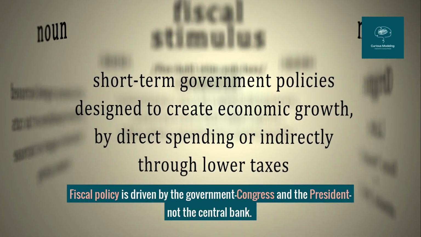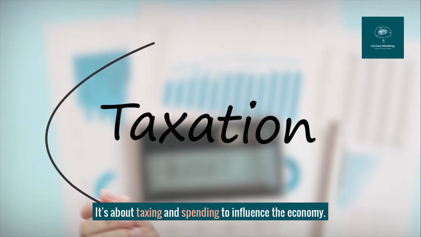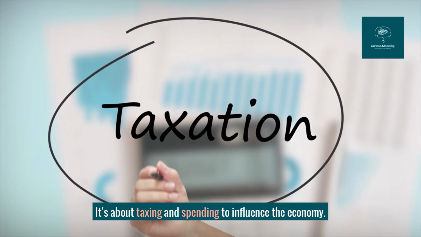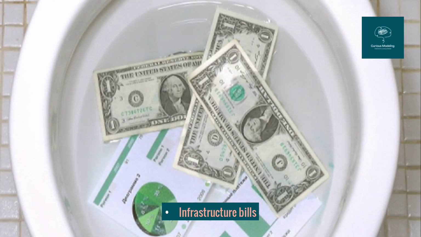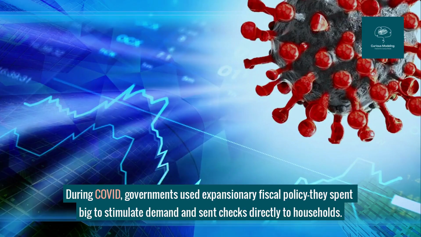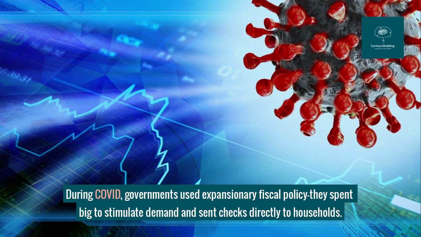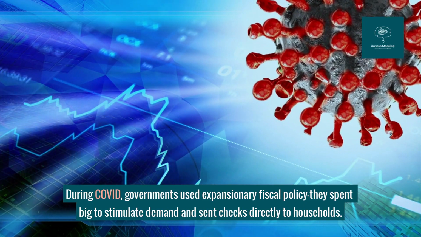Fiscal policy is driven by the government, Congress, and the president, not the central bank. It's about taxing and spending to influence the economy. That means stimulus checks, infrastructure bills, tax cuts or hikes, public investment. During COVID, governments used expansionary fiscal policy. They spent big to stimulate demand and sent checks directly to households.